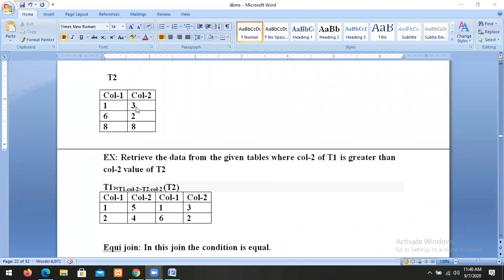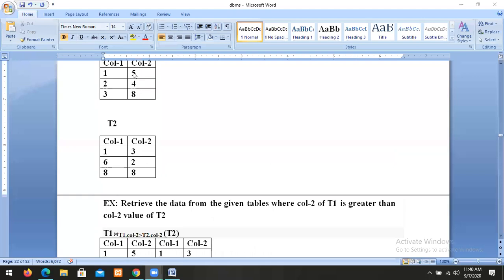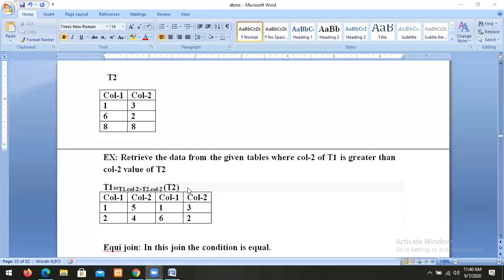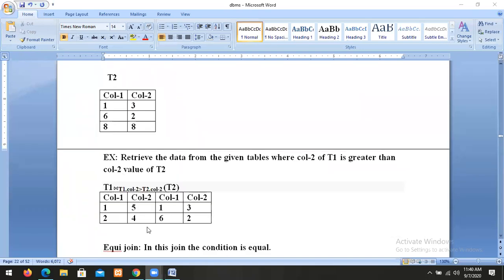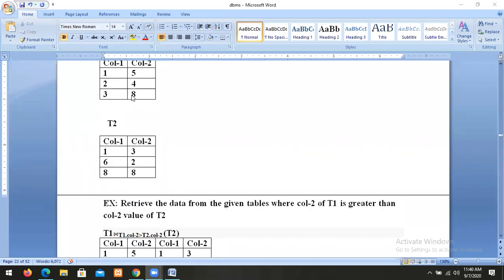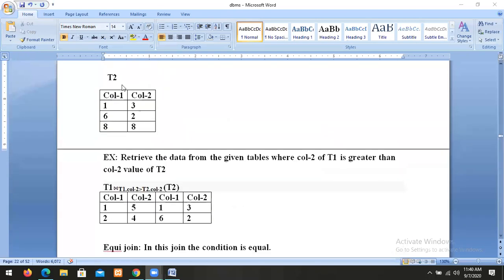What is the column 2 value in T1? It is 5. Here it is 3. 5 is greater than 3. Yes, so this row is selected: 1, 5, 1, 3. Another is 4, and here it is 2. 4 is greater than 2. Yes: 2, 4, 6, 2. What is the third? Column 2 value is 8, and here it is 8. Is 8 greater than 8? No, so this row is not selected.